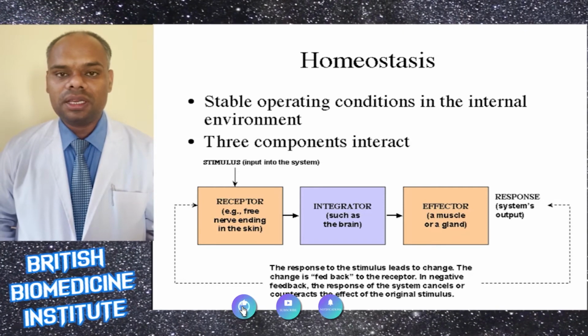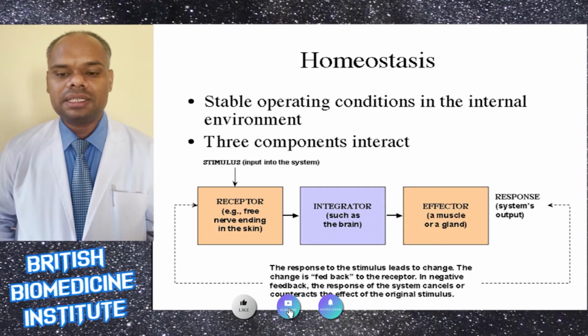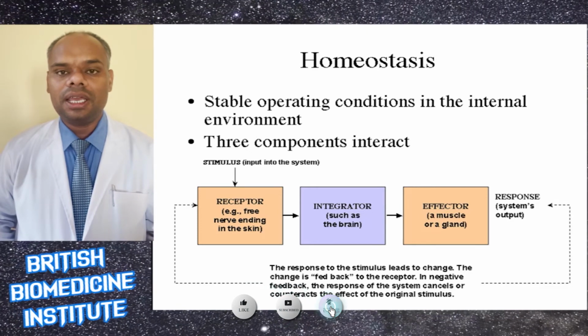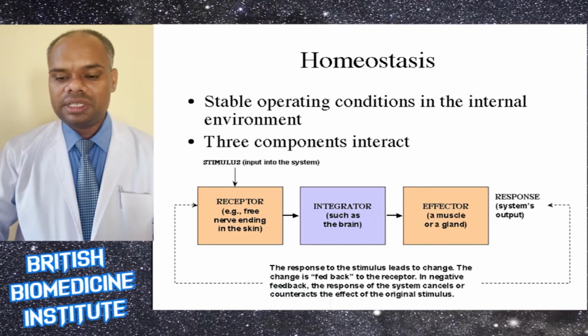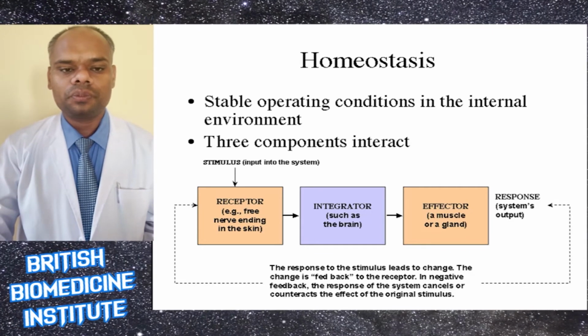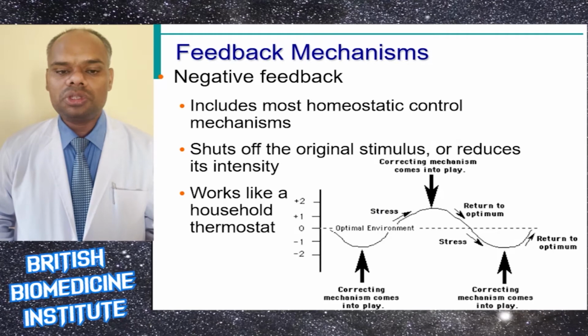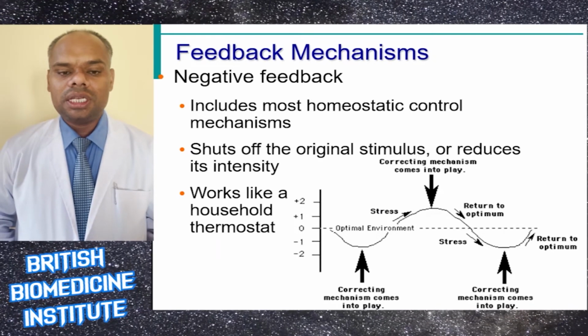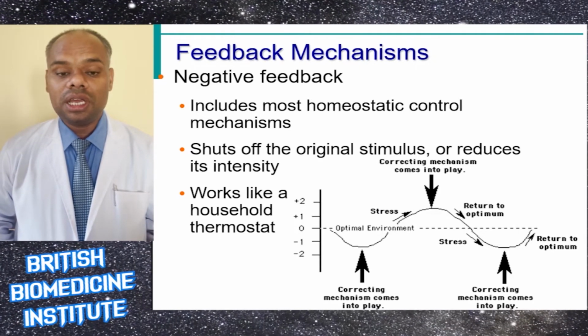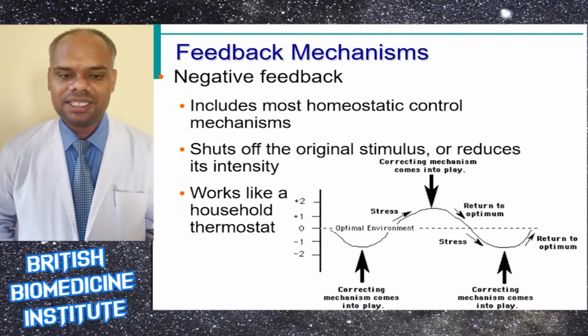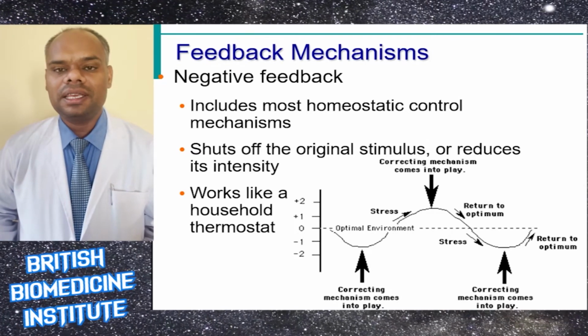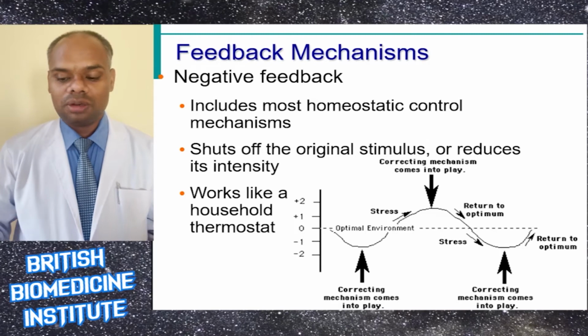In negative feedback, the response of the system cancels or counteracts the effect of the original stimuli. So negative feedback consists of mostly homeostatic control mechanisms. It shuts off the original stimuli and reduces its intensity, and it works like a household thermostat.